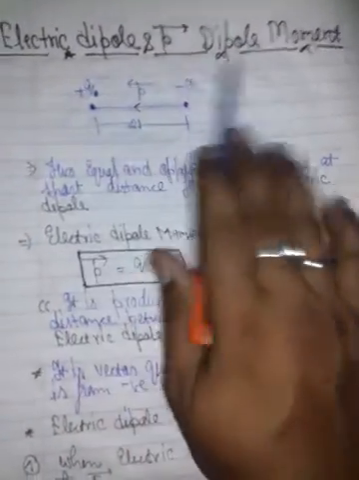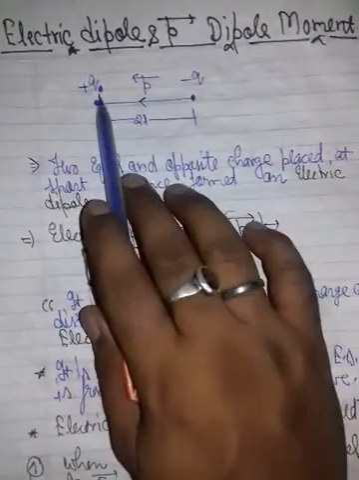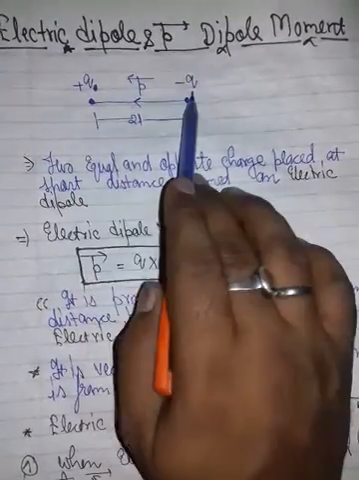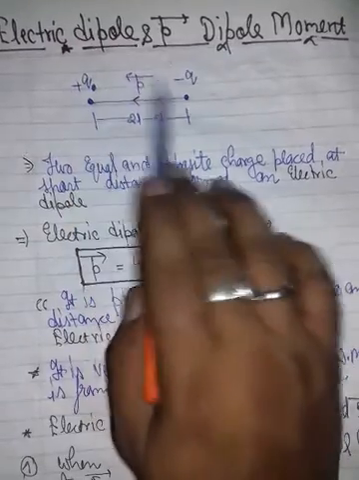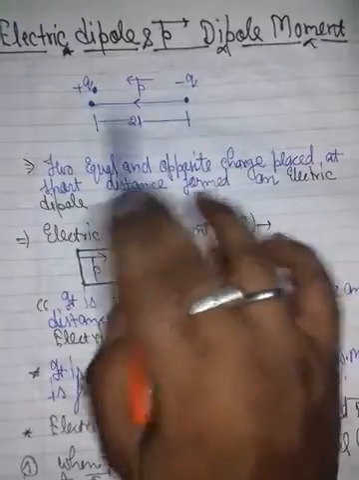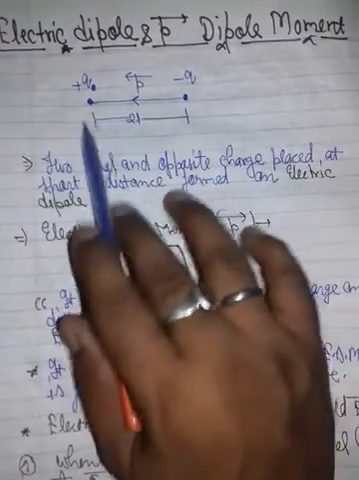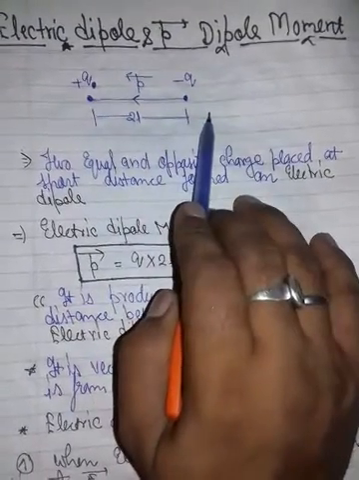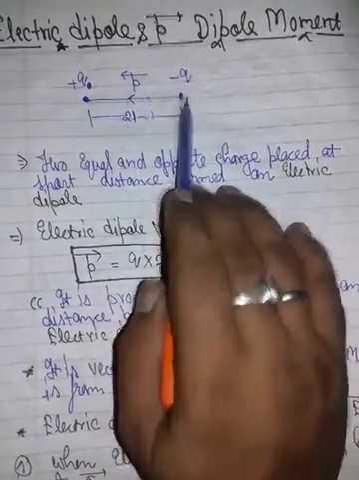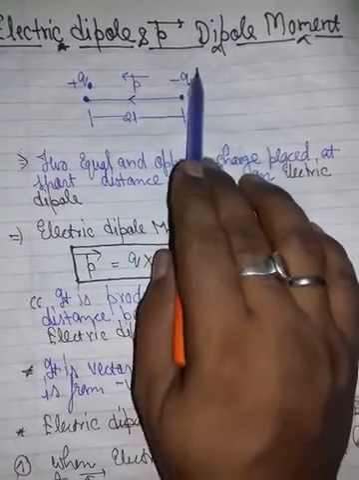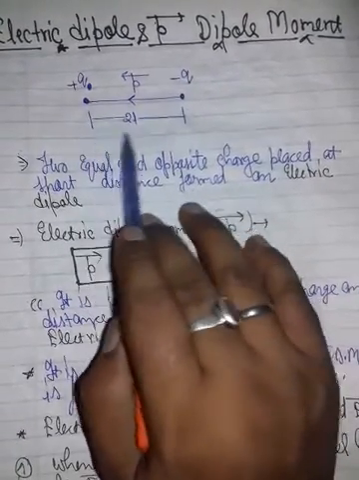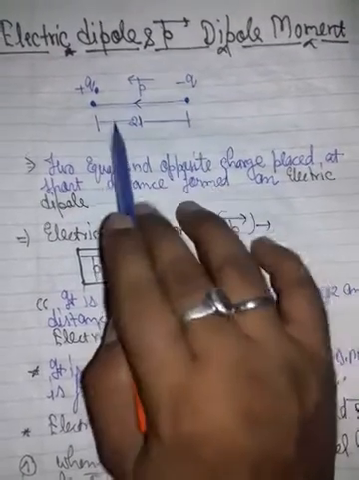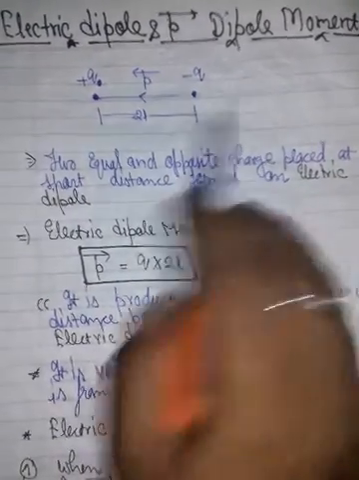Electric dipole and dipole moment. Two charges of similar magnitude and different nature are kept at a small distance. This forms an electric dipole, and when the magnitude of one of the charges is multiplied by the distance between them, this is known as the electric dipole moment.